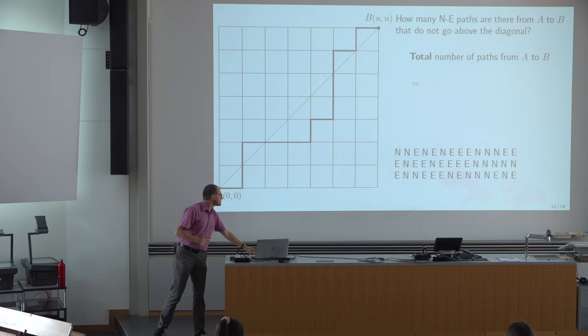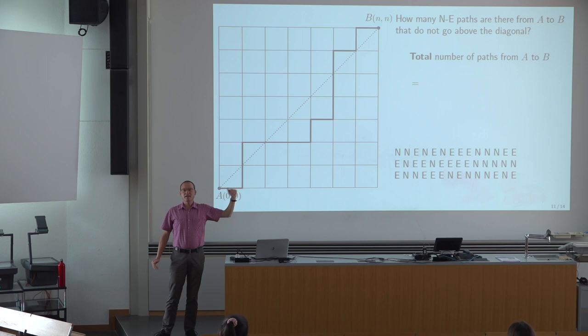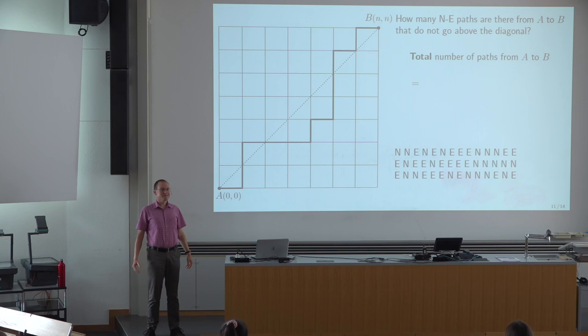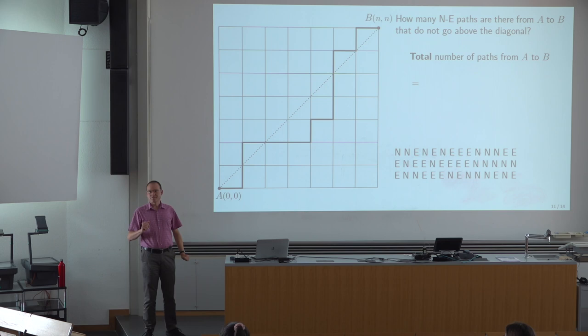This is a third example of a path. Again, a sequence of E's and N's. How many are there? What is a path? Now this is an easy problem. Let's think about pluses and minuses or N's and E's, but let's not think about the diagonal, because having to stay below the diagonal makes it very, very difficult. Now we are just computing the total number of paths. I just want to go from 0, 0 to n, n.